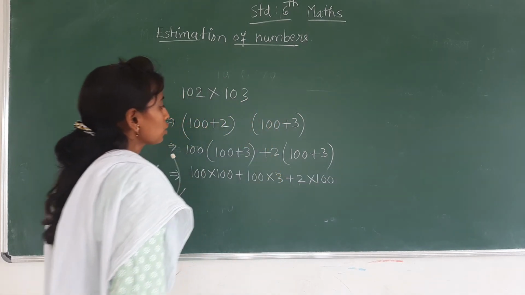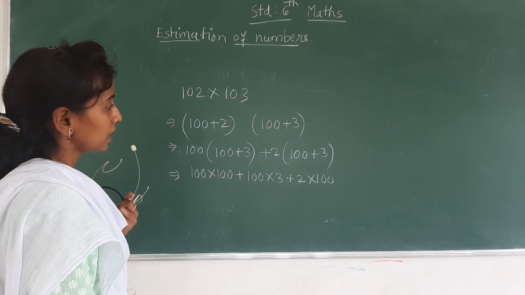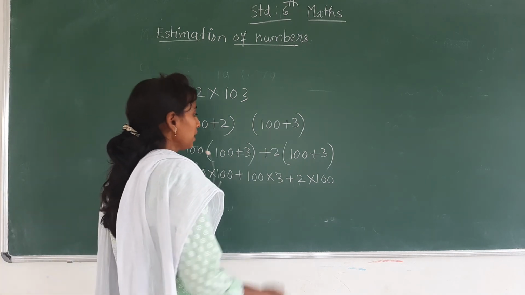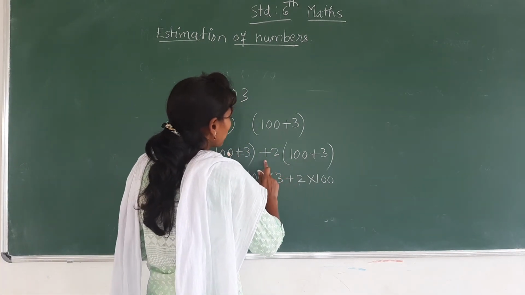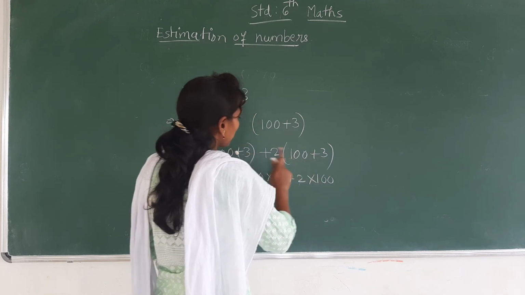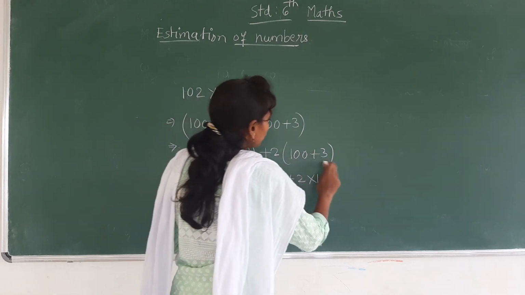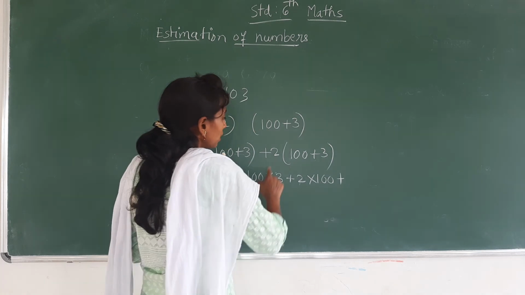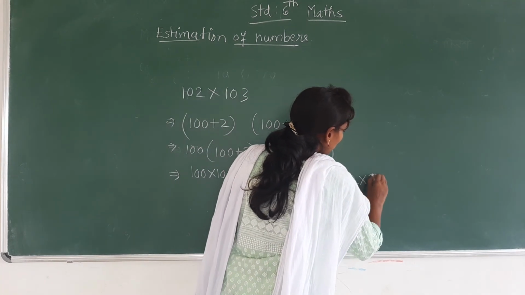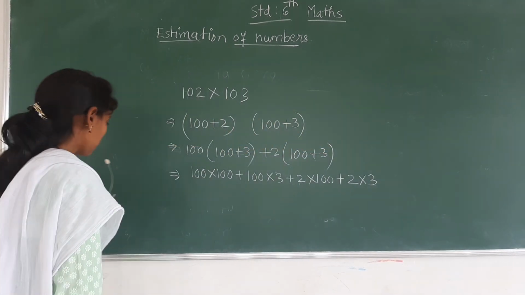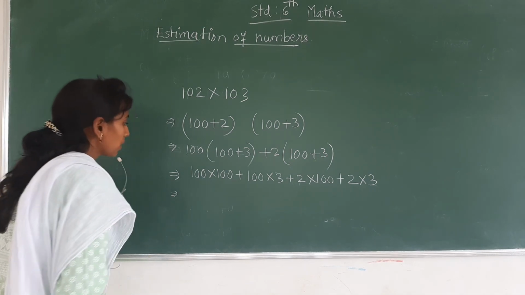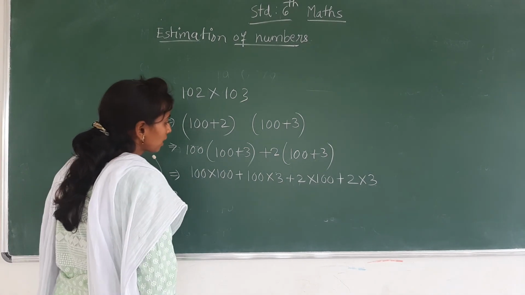See, here plus 2 is there in the bracket plus 3. Bracket means we are multiplying plus into plus. We are multiplying the signs first. Plus into plus is plus only. 2 into 3. Now we will multiply, and whatever the answer is coming we are writing now.